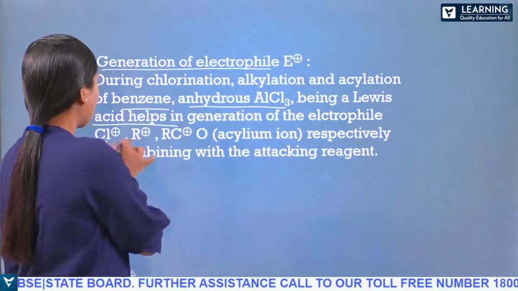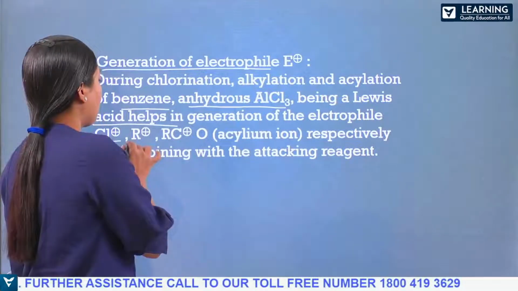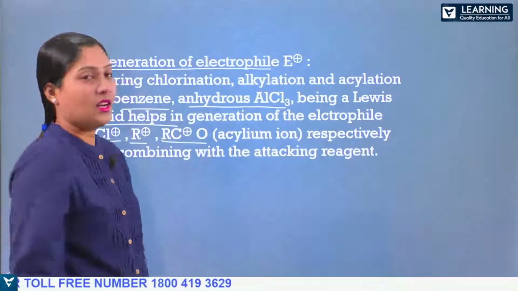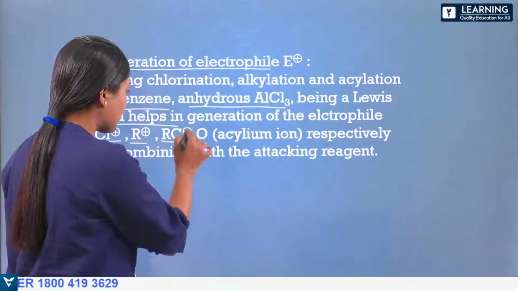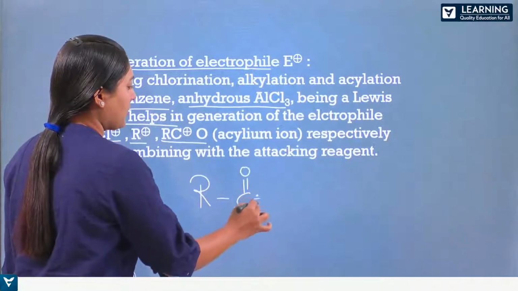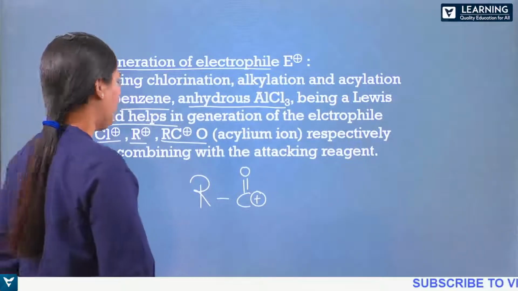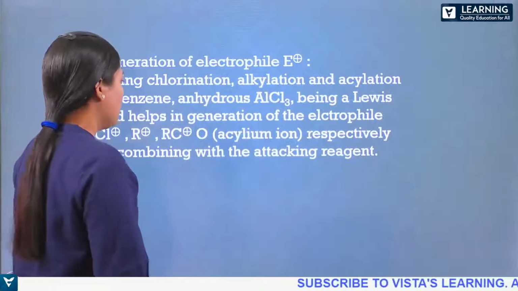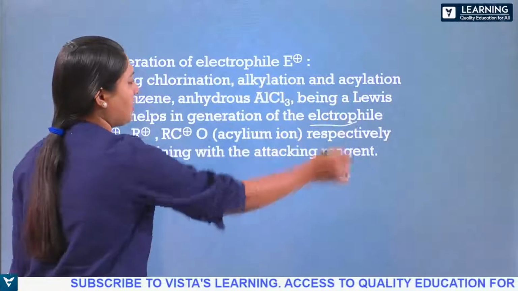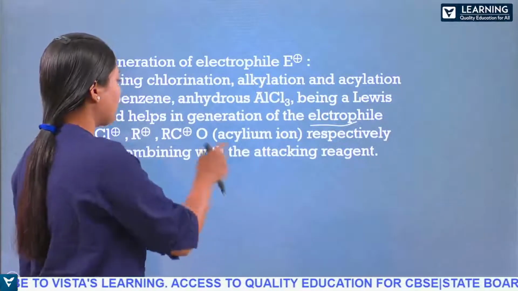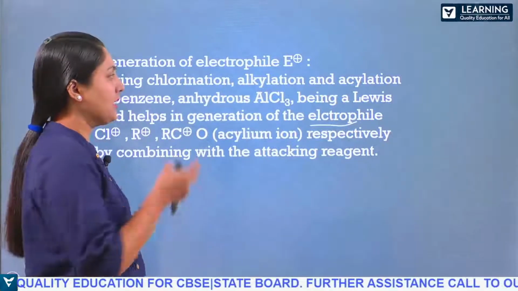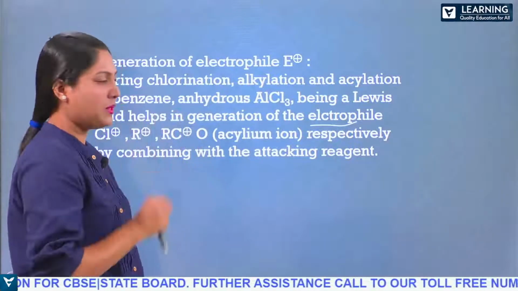So we can have the chlorinium ion, and this is the alkyl ion, and we have this acylium ion. This plus will be R, C double bond O, and here a positive charge. Okay. So these are the attacking reagents now because they are the electrophiles. From the attacking reagent we get all these ions which are generated as an electrophile. These will be attacked by the benzene ring.